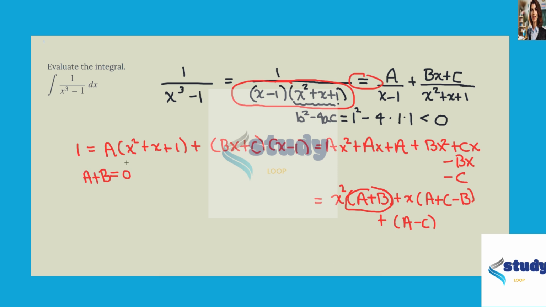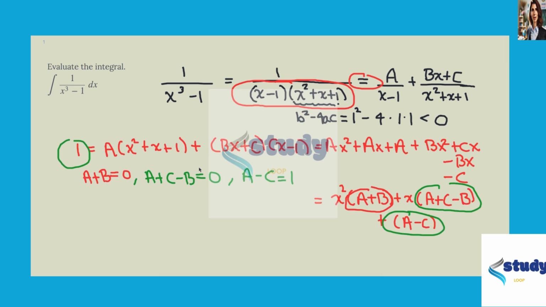Similarly, there's no x term on the left. There's just a 1 there. So that means that a plus c minus b is also 0. And then the constant term on the right must be 1 to match the one on the left. So now we have a 3x3 system that we could solve for a, b, and c.